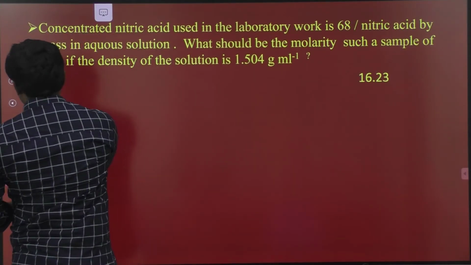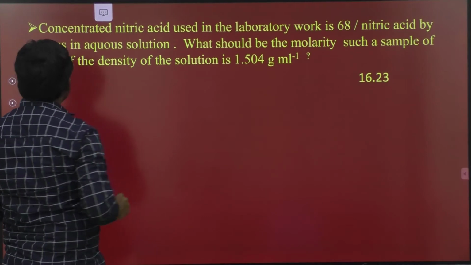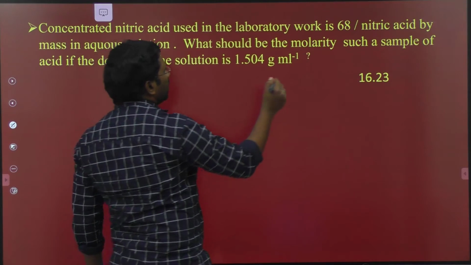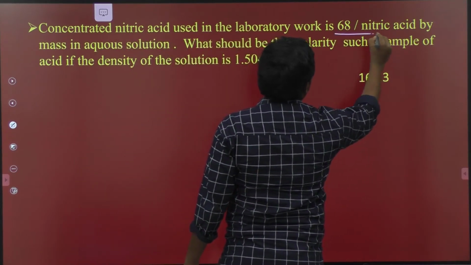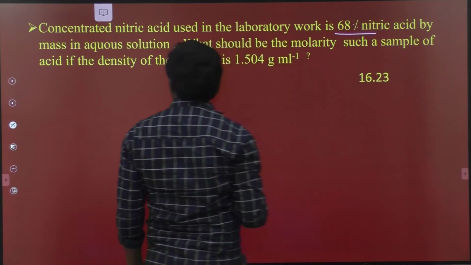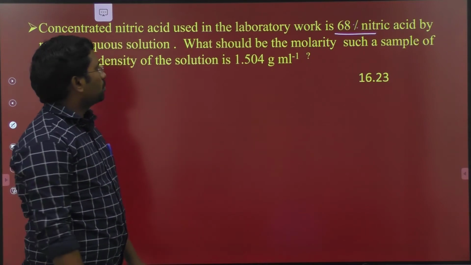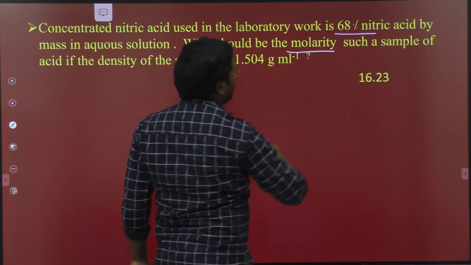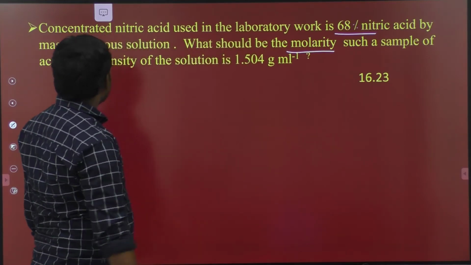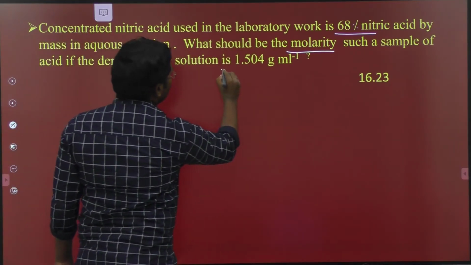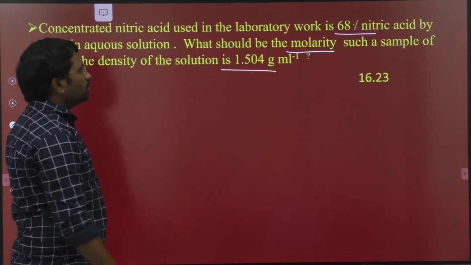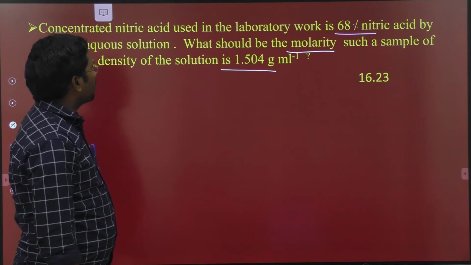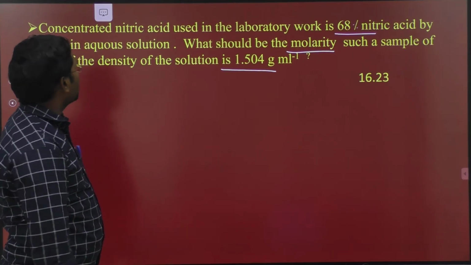And come to the next problem. In that problem, concentrated nitric acid used in the laboratory work is 68% nitric acid by mass in aqueous solution. What should be the molarity of such a sample of acid if the density of the solution is given as 1.504 gram milliliter inverse? So read the problem thoroughly: what is given and what we have to calculate.